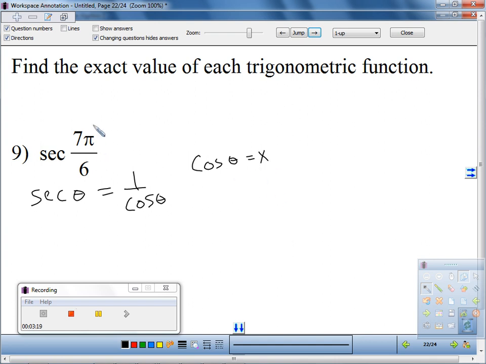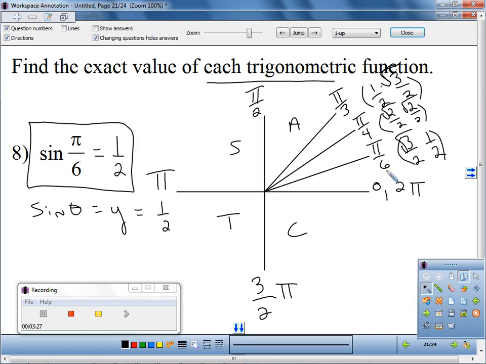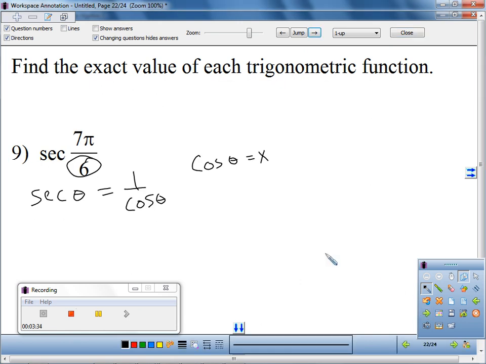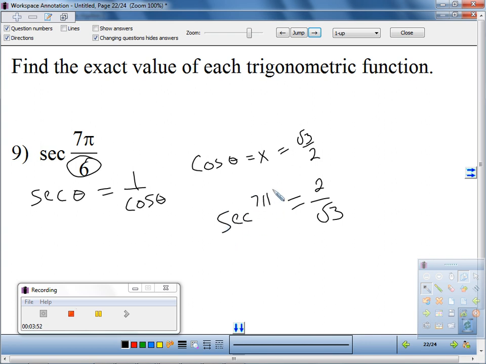Alright, so let's go figure out what the x value is when we have a denominator of 6. Going back to our reference, when we have a denominator of 6, our x value is going to be the square root of 3 over 2. So for this one, we end up with square root of 3 over 2, but we don't want cosine, we want the secant. So we're going to flip this. We're going to do the reciprocal. So it's going to be 2 over the square root of 3. So the secant of 7 pi over 6 is 2 over the square root of 3.